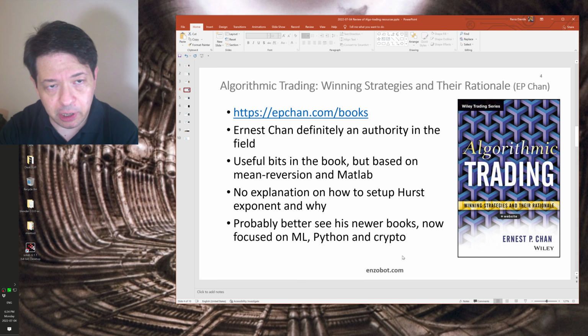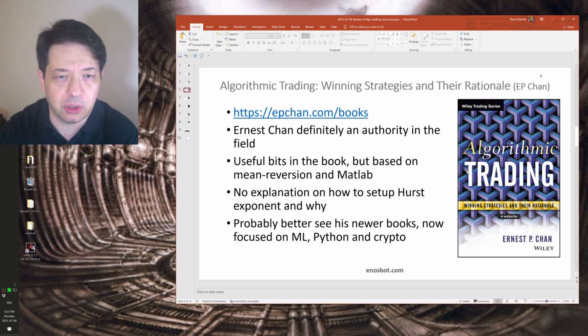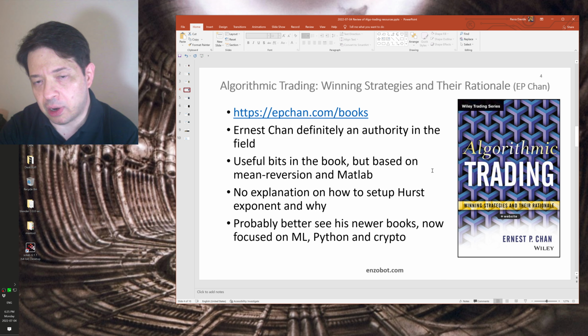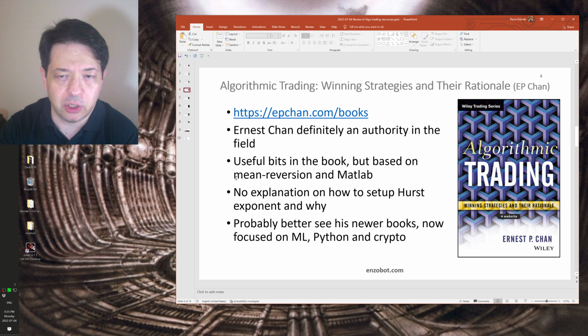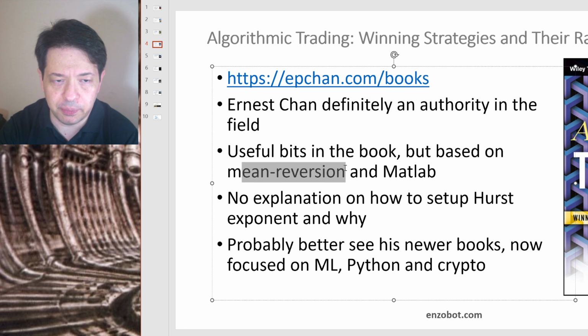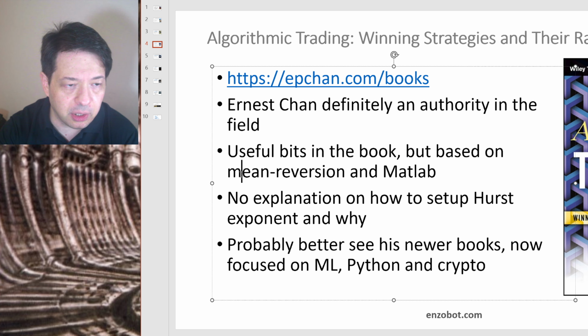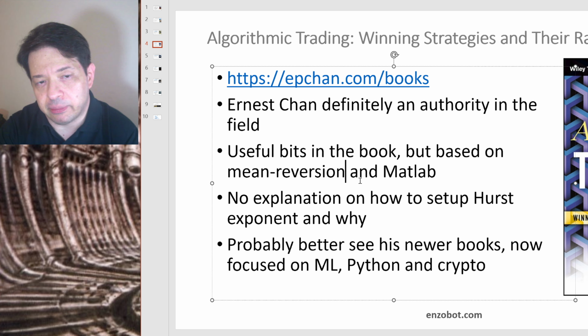A second book that I bought, again, it's a book that I don't know if I would suggest right now, Algorithmic Trading, Winning Strategies and Their Rationale by Ernest P. Chan. The author is definitely valid. The book was useful as well. There was a lot of useful information, not directly applicable for our case because the book focuses on mean reversion strategies, which are not necessarily too applicable to crypto, but that's kind of a vague statement.